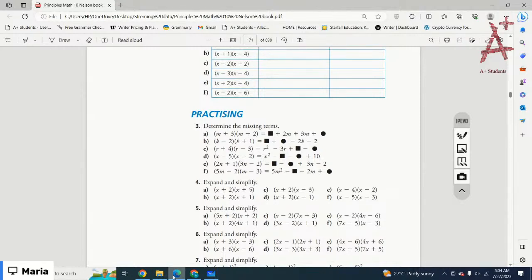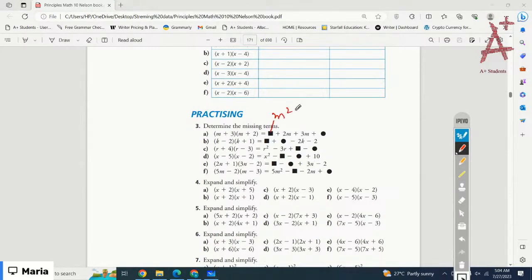Let's just start with question A. M plus 3 times M plus 2. So you have to find the missing numbers. Which numbers are missing? When you multiply M times M, it makes M square. That means here the missing term is M square.